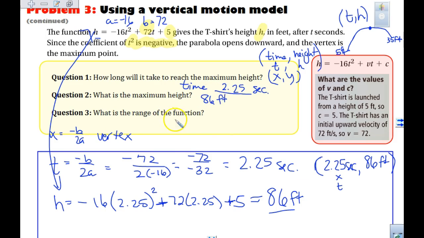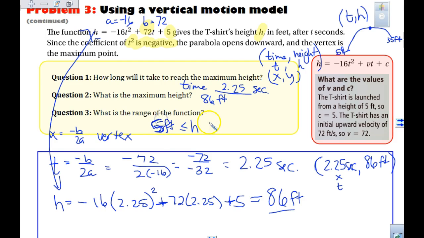The next question says, what is the range of our function? As I look at that problem, the minimum we can look at for the time that we are talking about, that's our domain. But our range, what's the lowest height? The lowest height the t-shirt starts at is 5 feet, because that's where they are launching it from, right?